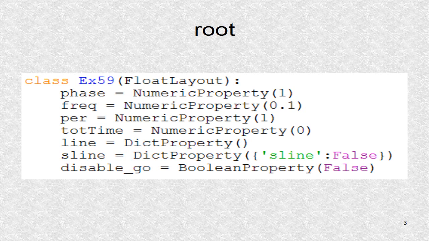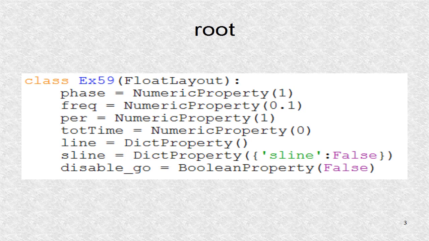in real time. The parameter per refers to the number of periods drawn. Here it will be a number from 1 to 10. The value dot time is the x-axis of the sine graph. The dictionary in line will be used to update the two lines in the unit circle. The dictionary in S line will be used to update the sine curve. We will show how we use these dictionaries for the drawing later.